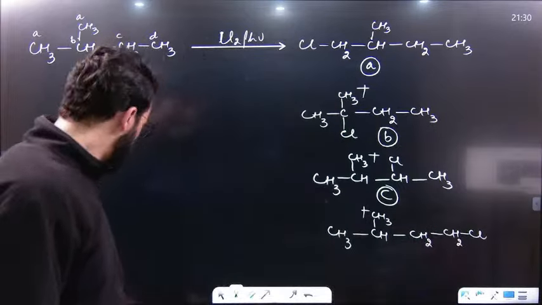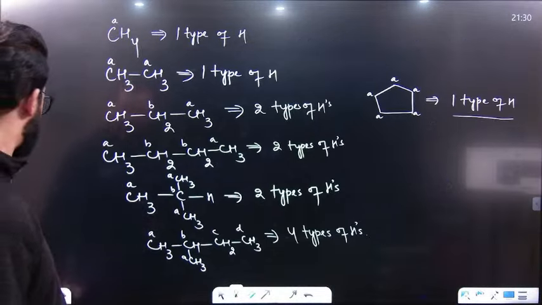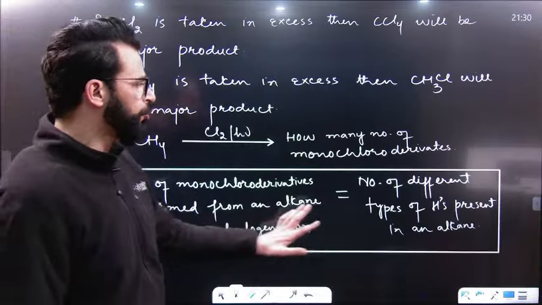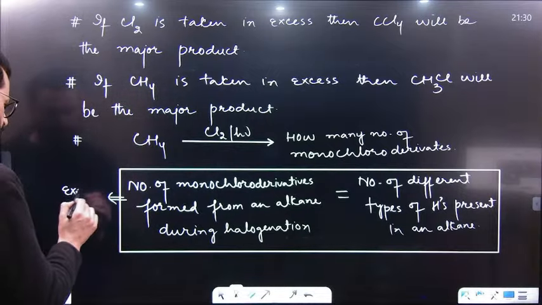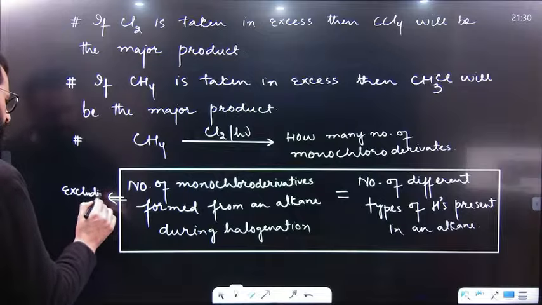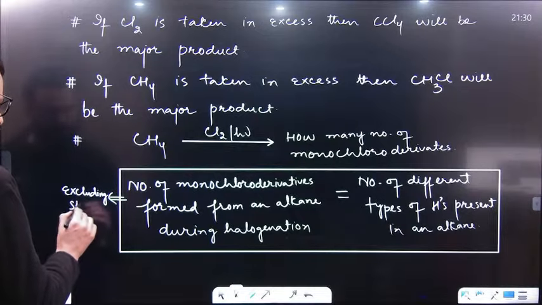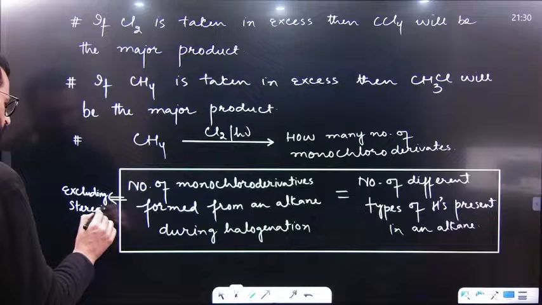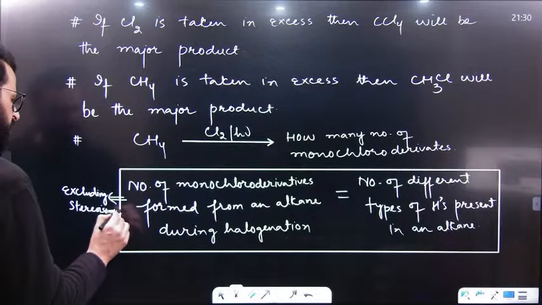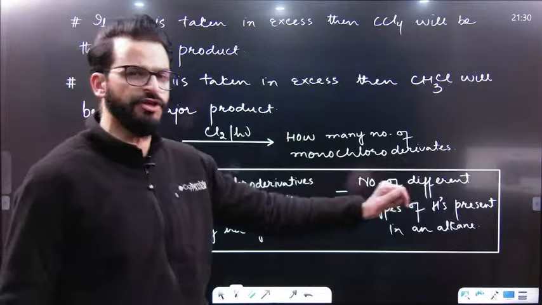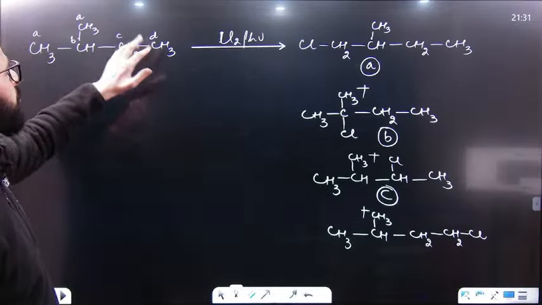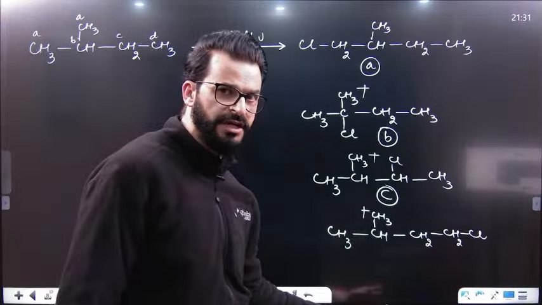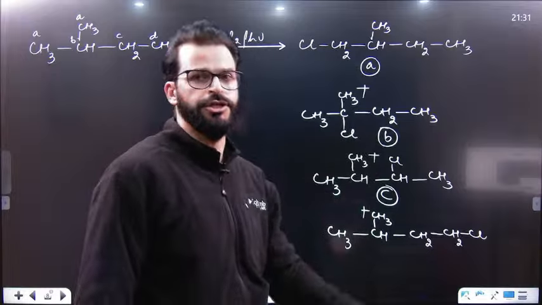Now, let me know in the chats, is this clear? But remember, this formula is applicable only excluding stereoisomers. That means here, the number of products will depend upon the number of different types of hydrogens. This was having 4 different types of hydrogens, hence 4 different products are formed, but excluding stereoisomers.